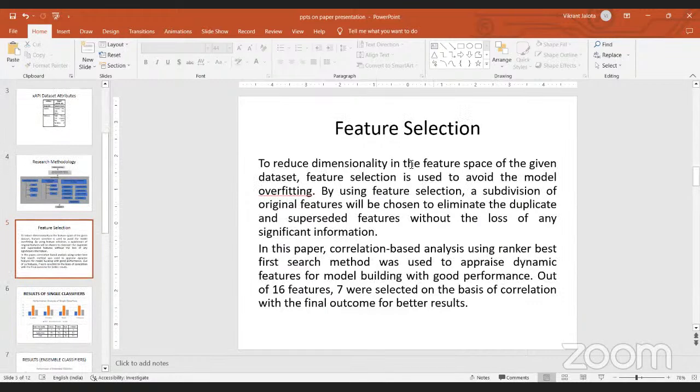So this is the feature selection, sir. I applied the feature selection techniques, and out of the 16 features, only 7 were selected on the basis of the correlation with the final outcome for my result.